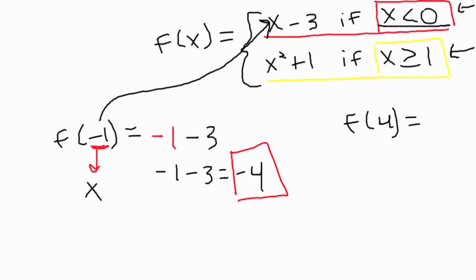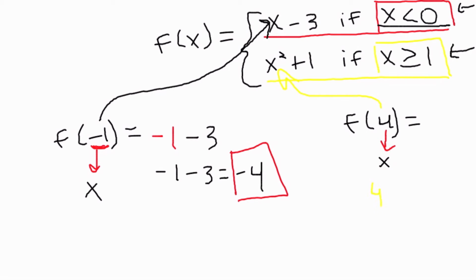Now let's go to f of 4, for example. We know again this 4 represents our x, and 4 falls under which category? Is it less than 0, or is it greater than or equal to 1? So obviously 4 is bigger than 1, so 4 is greater than 1. That means we're going to be using this bottom piece here. So this 4 is going to go into this x up here that's being squared.